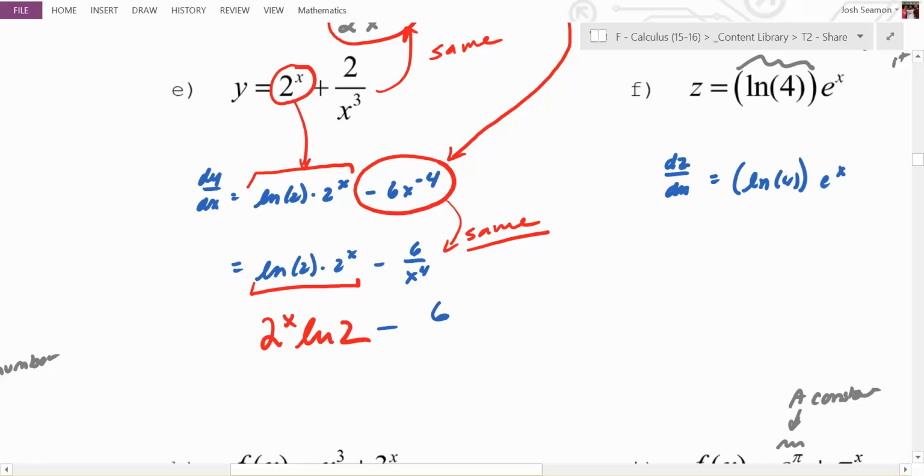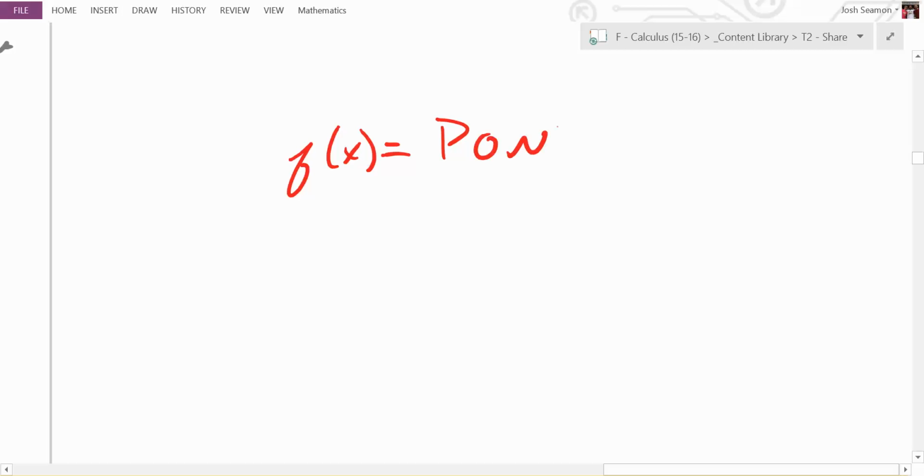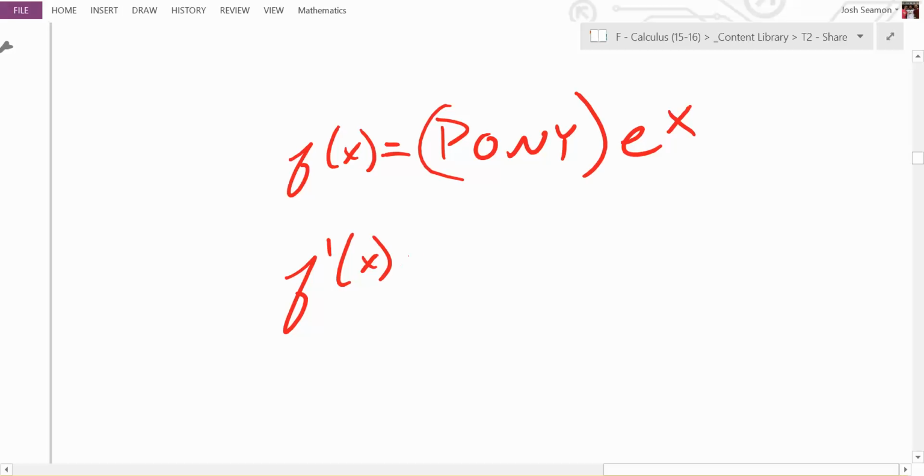So this is fine like this. You could write it like that. Voila. A pony times e to the x. What's f prime of x? It's literally the same thing we just did. It's e to the x times pony. Nothing changes. We just did it over here.